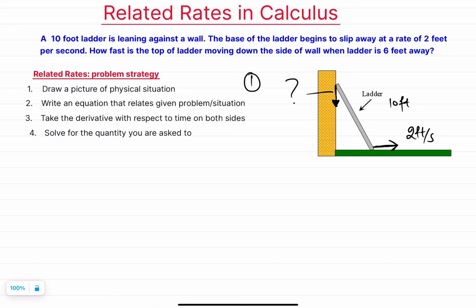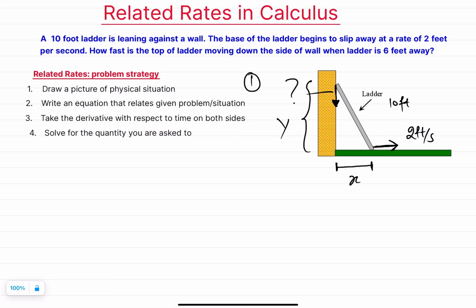When the ladder is 6 feet away, that means at a time when this length is 6 feet. But for the general purpose, we will denote it with the letter x. The reason is that it keeps changing at every moment, every second. So when something changes, we denote it with a variable. This length also keeps changing.